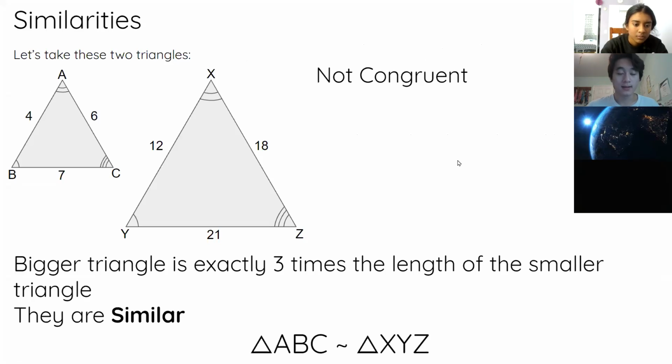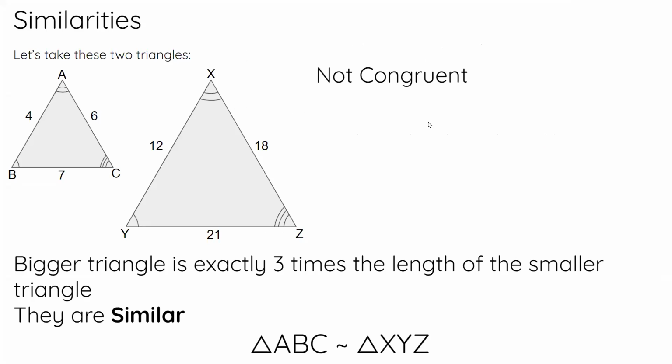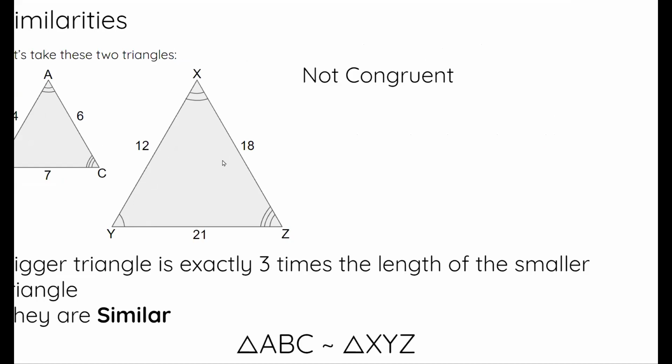So let's take a look at some similarities. These aren't congruent, but they're similar instead. We know that the bigger triangle is exactly 3 times the length of the smaller triangle. So they're similar: they have the same shape, but not the same size.